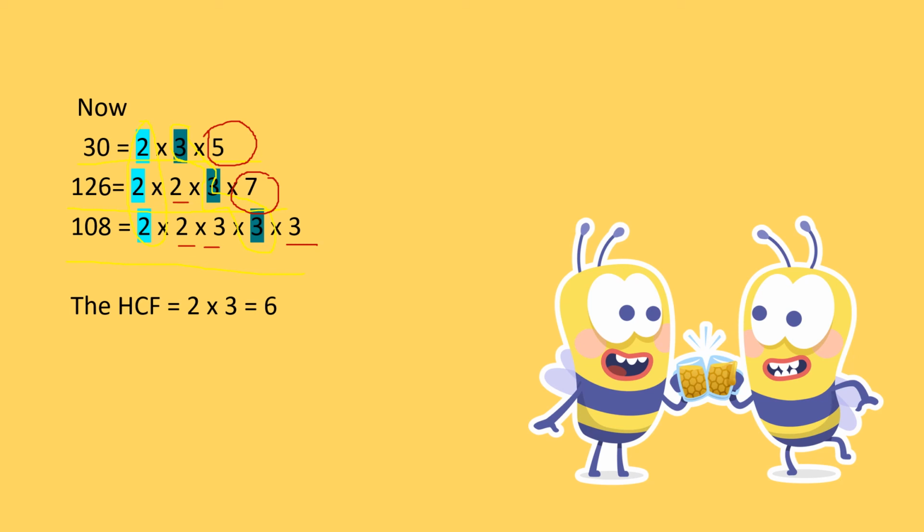choose these two factors, which are the common factors 2 and 3, and we multiply them, as you can see here, we can find the highest common factor. That is, the common factors were 2 and 3. So the highest common factor will be the multiplication of 2 and 3, which turns out to be 6. So 6 is the highest common factor of 30, 126, and 108.